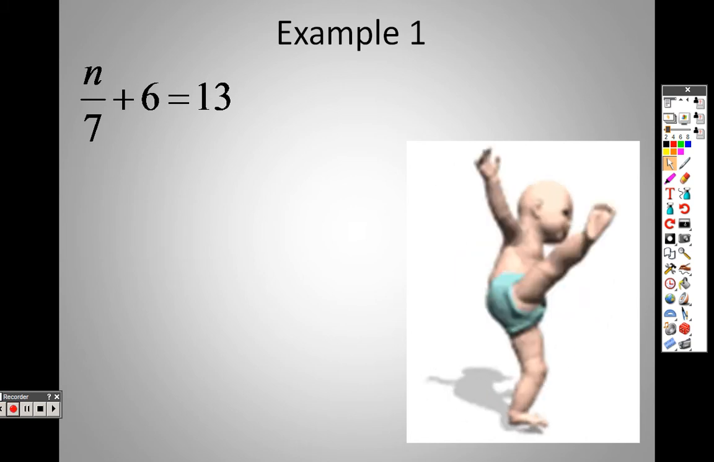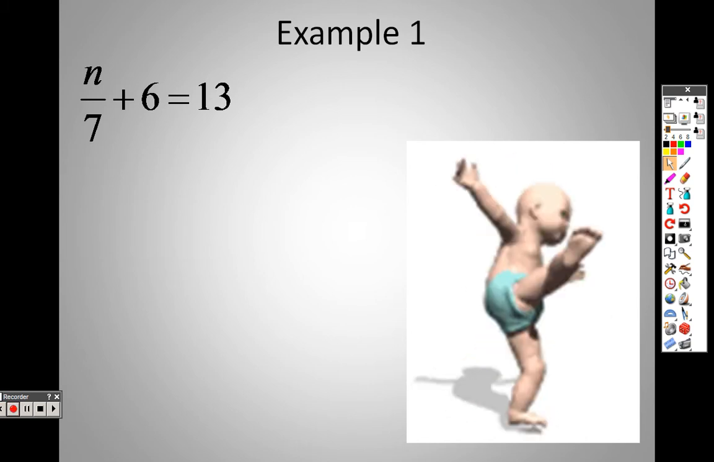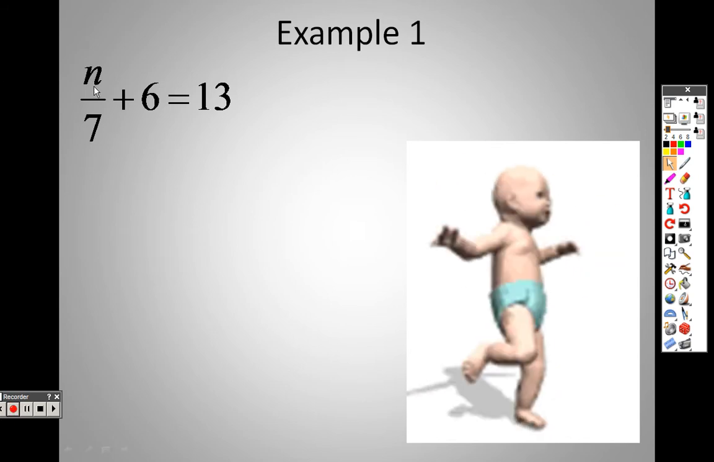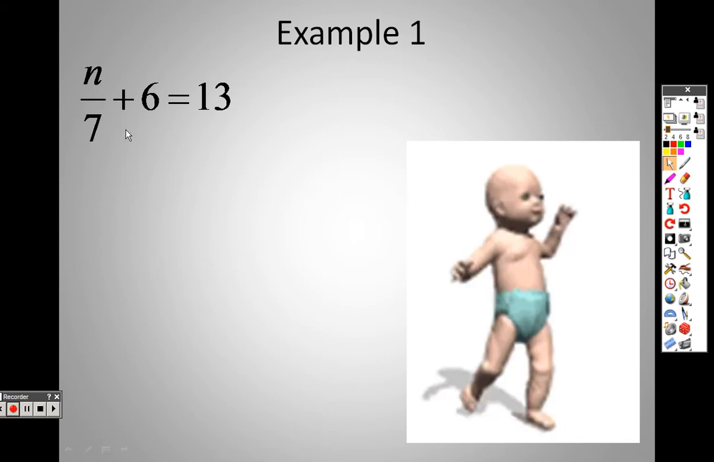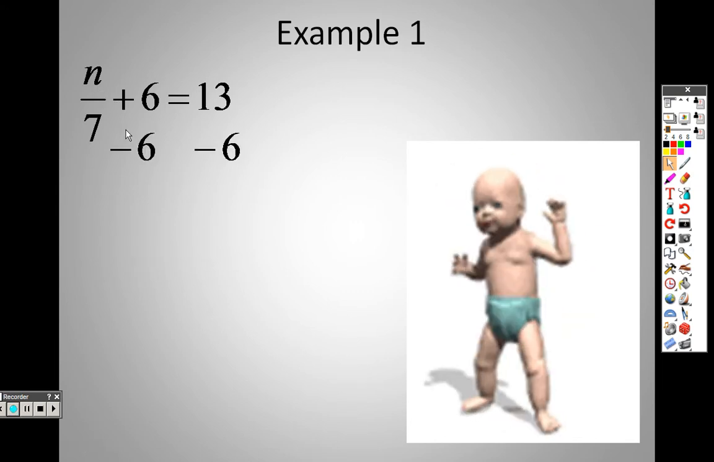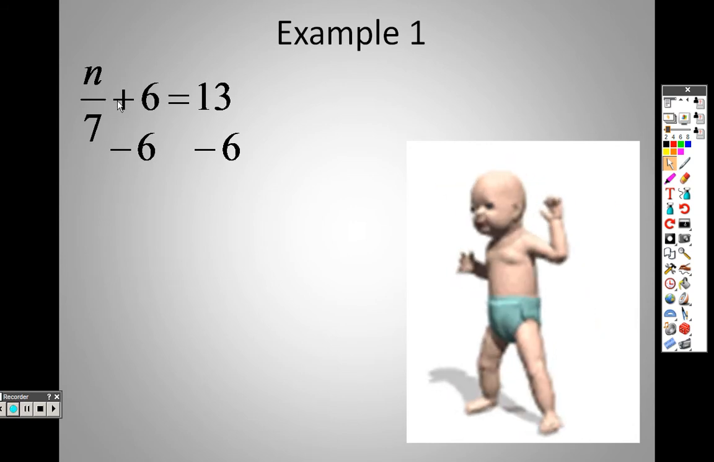We need to get rid of anything on that side that's not related to that n. I'm trying to get n by itself. So in order for me to get n all by itself, I am going to subtract a 6 on both sides first. The reason why I'm subtracting is that this is addition, right? The opposite of addition is subtraction. So when I do that, these cancel out.